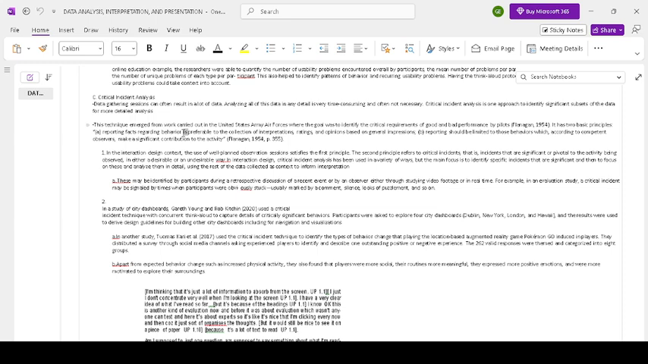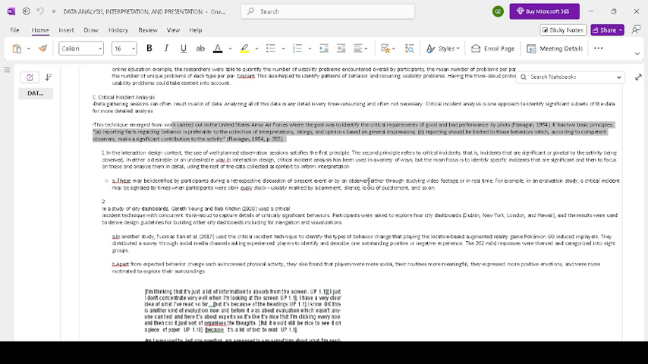This actually emerged from work carried out in the United States Army Air Forces, where the goal was to identify critical requirements of good and bad performance in pilots, in 1954. It has two basic principles. Reporting facts regarding behavior is preferable to the collection of interpretations, ratings, and opinions based on general impressions. So there's a lot of opinion, a lot of data that could be important, but is actually misleading us from the things that actually matter. So the way to do this is to establish facts. What are actually the data that is useful?